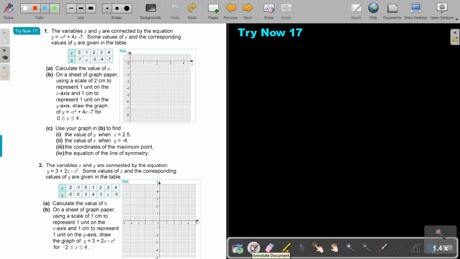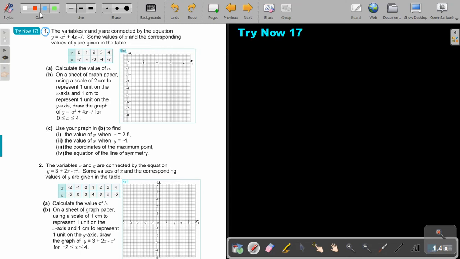I want you to stop the video and do Try Now 17, number 1. You can use graph paper, very important. I gave you a hint again, but I will explain it to you so that if there's not a hint, you use the graph paper correctly. So stop the video, and as soon as you are finished, you can continue the video.